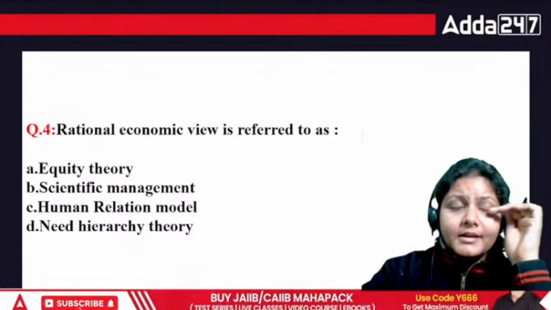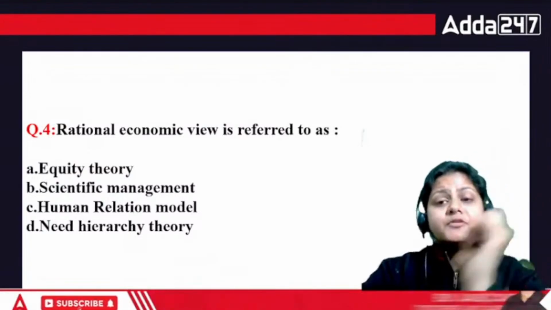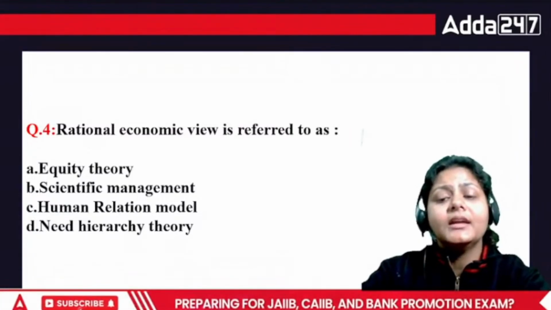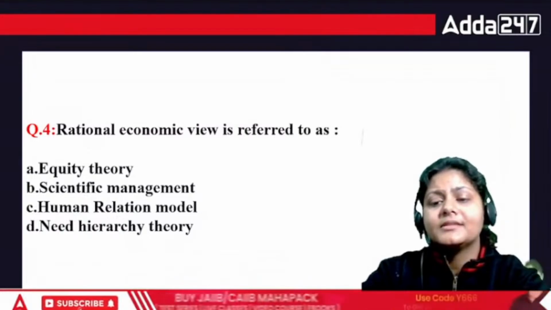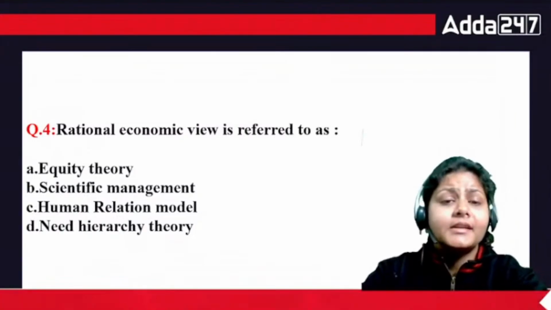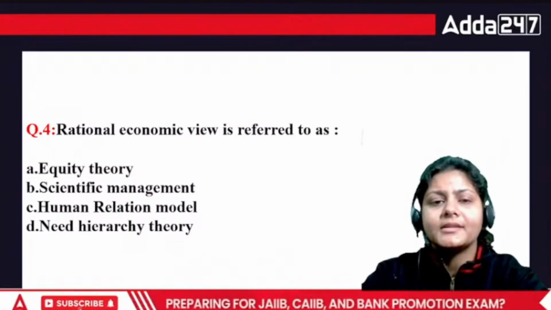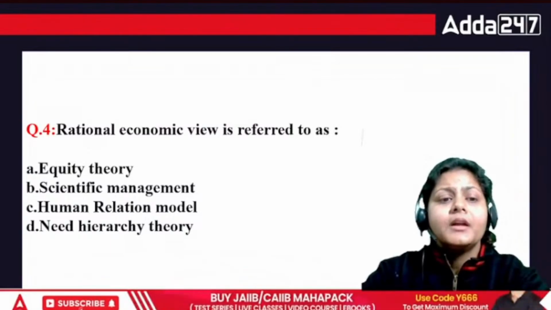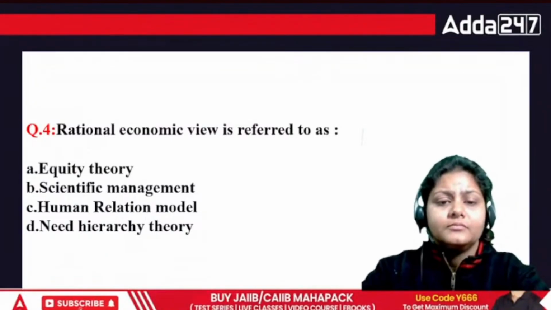So option A is equity theory, option B is scientific management, C is human relation, and D is need hierarchy theory. Which one is the right answer? The right answer here is scientific management. We call it the rabble hypothesis also. We call it scientific management also.